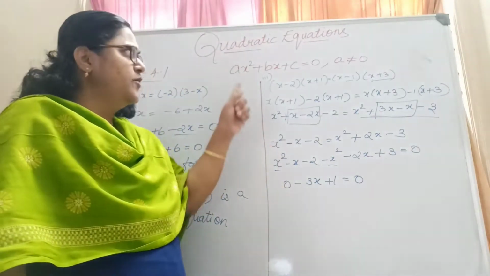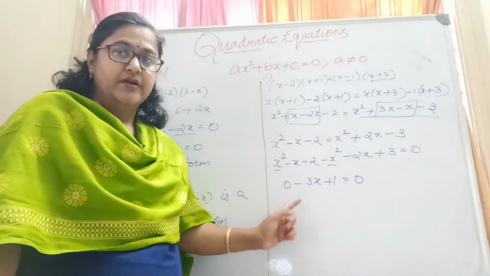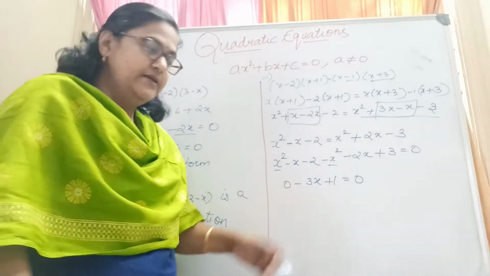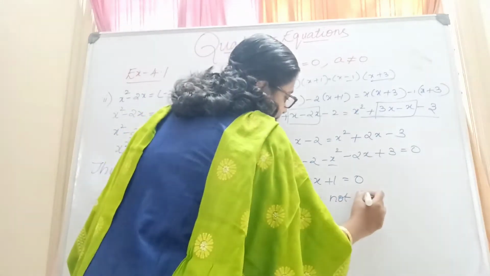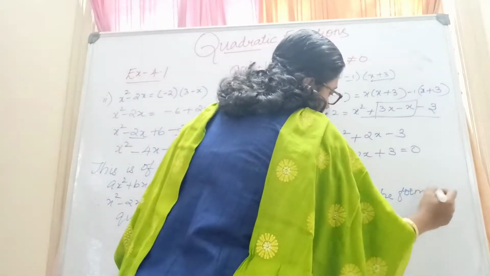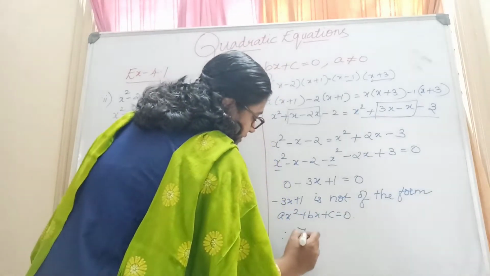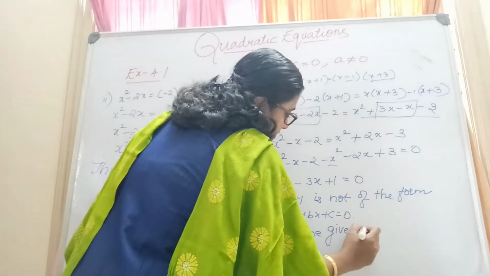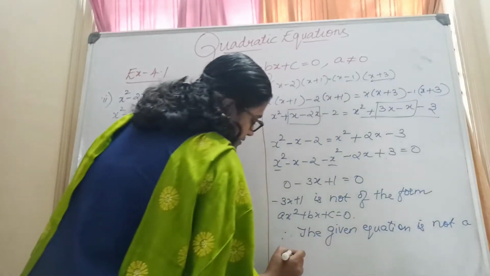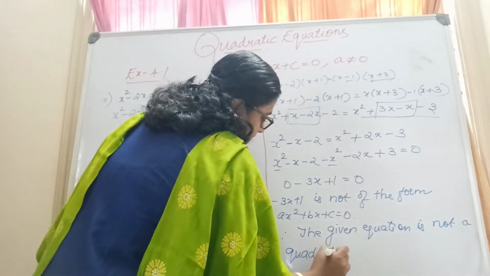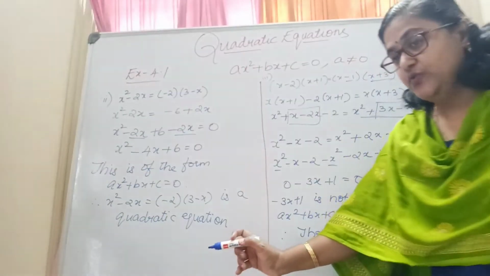Now you tell me, is this of the form ax² + bx + c = 0? Do you have x² term here? No, right? You don't have x² term here. So this is not a quadratic equation. This is a linear equation, right? So −3x + 1 is not of the form ax² + bx + c = 0. Therefore, the given equation is not a quadratic equation.